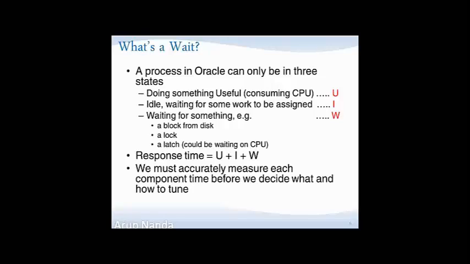Or it requires a latch to retrieve a block from the buffer cache, but at this point, the latch is not available, somebody else has it. So we're waiting for the latch. Or it could be waiting for a row level lock, which somebody else has locked. So it's waiting for something to happen. So let's call that W.